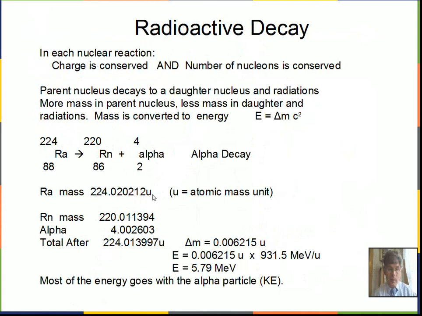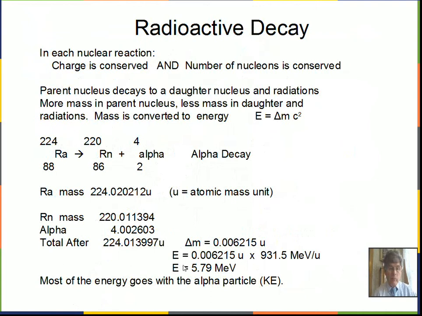So the radium, 224.020212, it's a fairly accurate measurement. That's the atomic mass units. The radon and the alpha particle, if we sum up their masses, we get 224.013997. If you subtract these two numbers, the radium minus its total mass afterwards, you find that 0.006215 U's have disappeared. They've been converted to energy, and we can find that energy using a conversion factor, 931.5 MeVs per U. And multiplying that, you should check this, I came up with 5.79 MeVs.